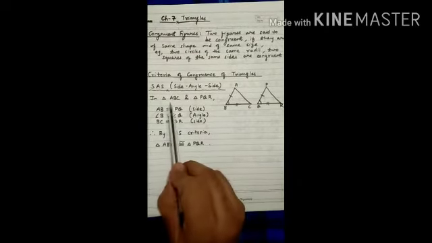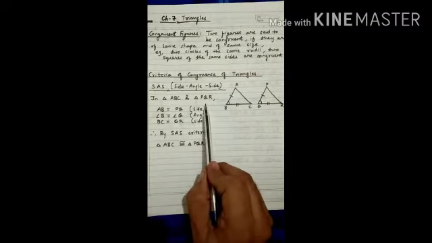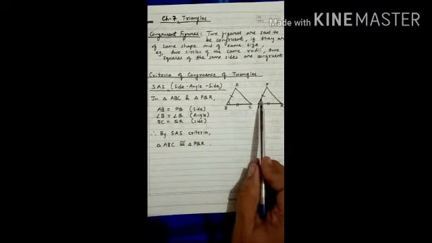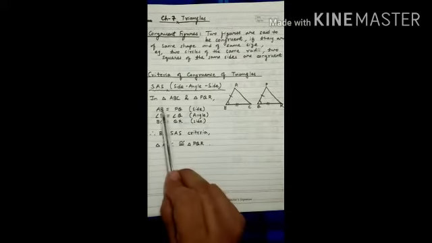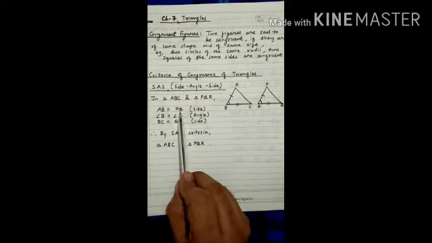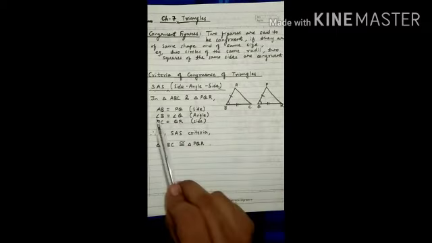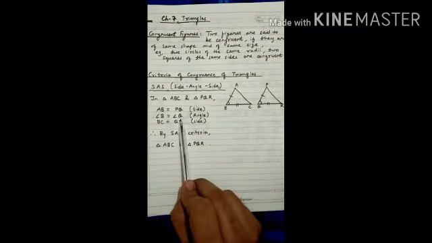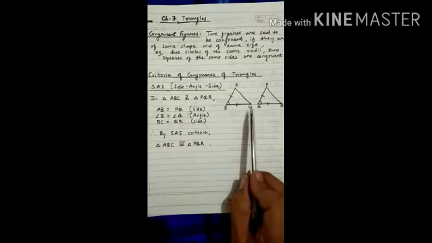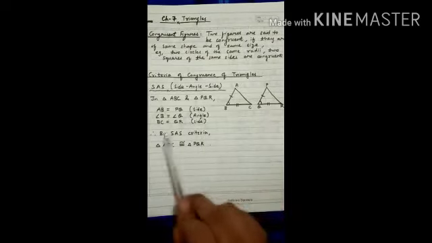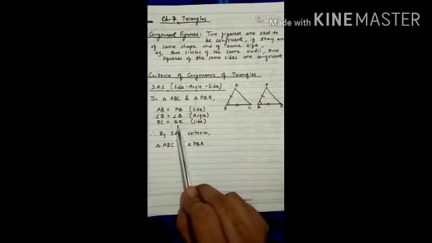Let us see. In these two triangles ABC and PQR, side AB is equal to side PQ. Angle B equals angle Q. Here you can see angle B equals angle Q. And side BC equals side QR. This side BC equals side QR. So which criteria is this?